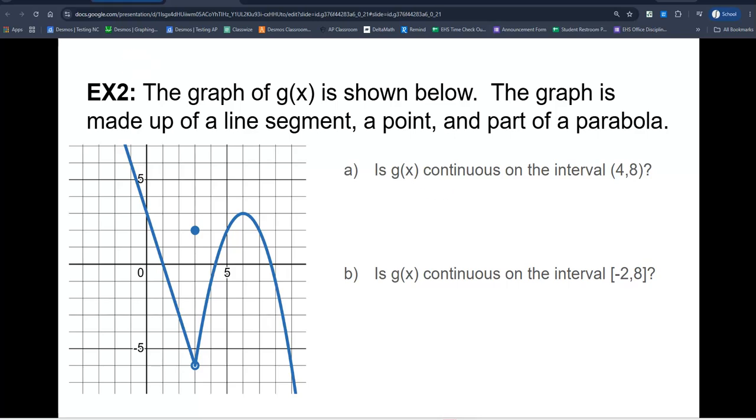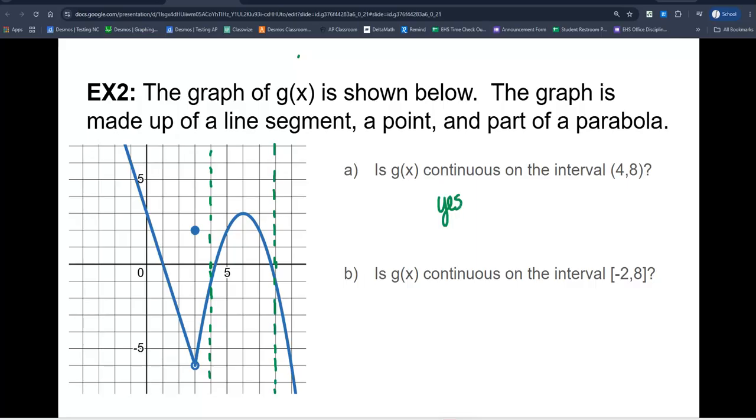When we're looking at the interval from 4 to 8, I like to think of putting some vertical lines on this graph. Right here's 4. We're talking about from here over to 8, which is here. Is my graph continuous on that interval? Yes, it is.